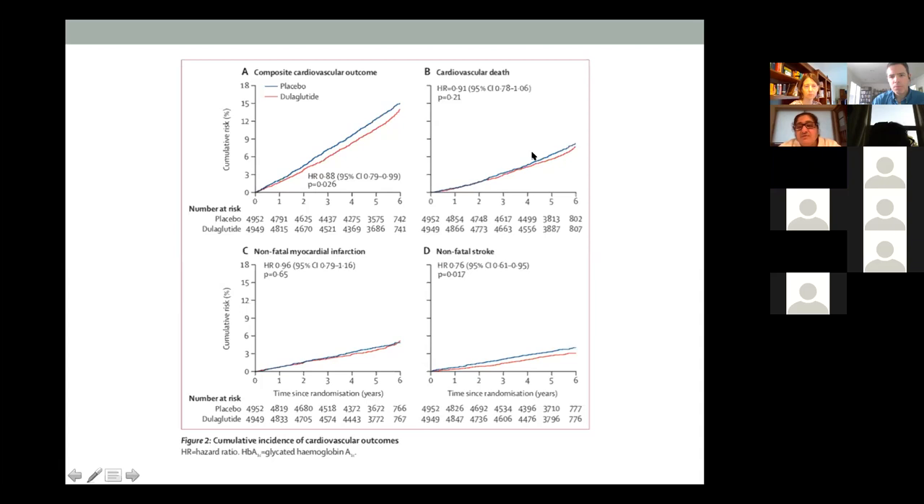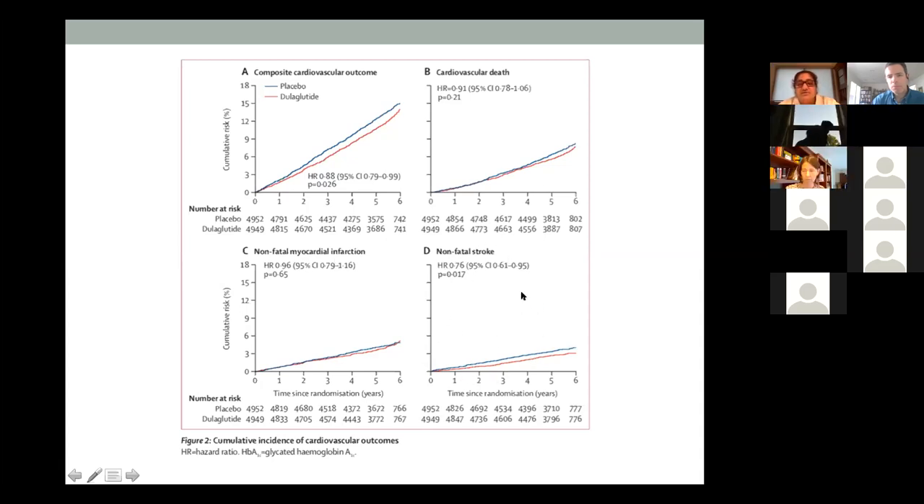And if you look at each of the components that make up this composite, cardiovascular death was not significant. Myocardial infarction rates, not significant. It was the stroke rates that were important. So, Trulicity appeared to improve cardiovascular outcomes by improving non-fatal stroke rates. And of the people in that study, 70% did not have a pre-existing history of cardiovascular disease. So one could assume that there is some primary prevention data with the use of dulaglutide or Trulicity.